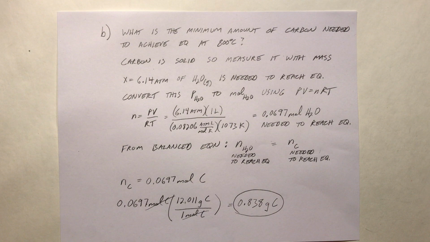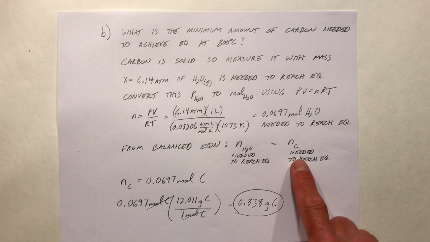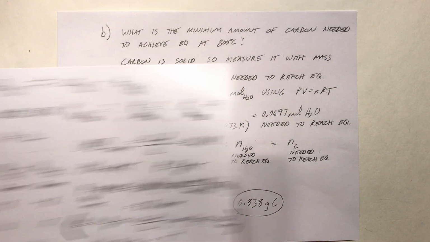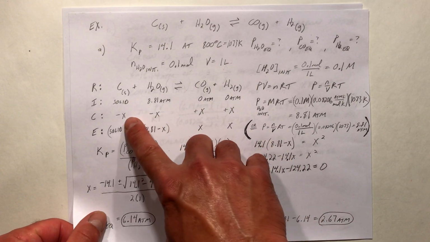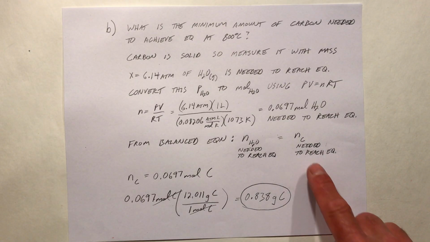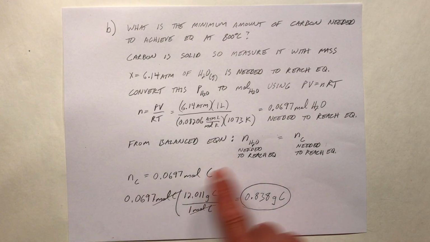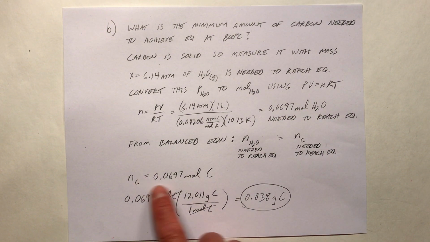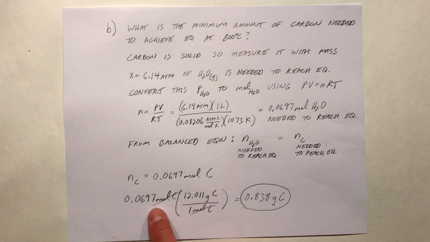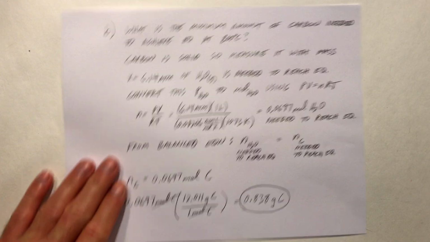Now, from the balanced equation, we can see that the moles of water equal the moles of carbon. If we needed x moles of water to reach equilibrium, we need x moles of carbon to reach equilibrium. That would be the minimum moles of carbon. We convert that into grams, and it turns out to be 0.838 grams of carbon would be needed to reach equilibrium in that reaction at 800 degrees Celsius.